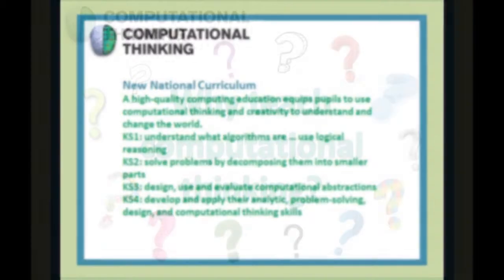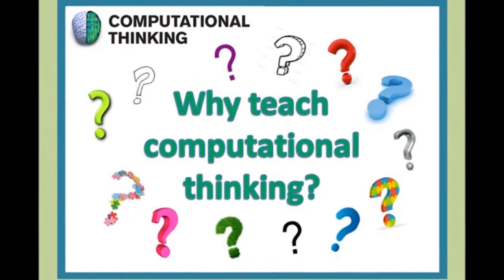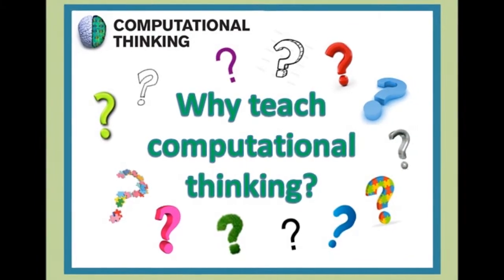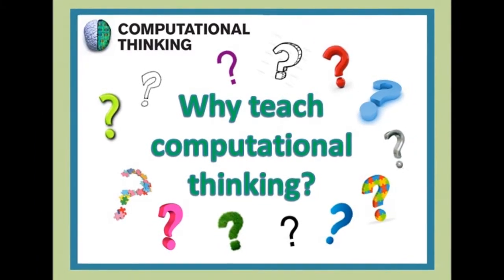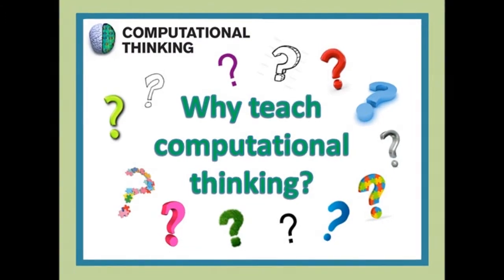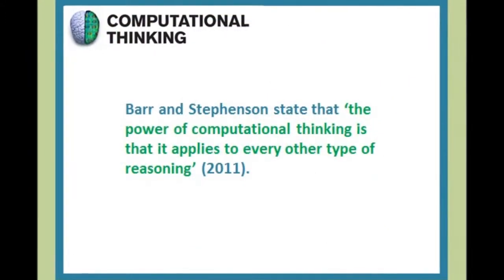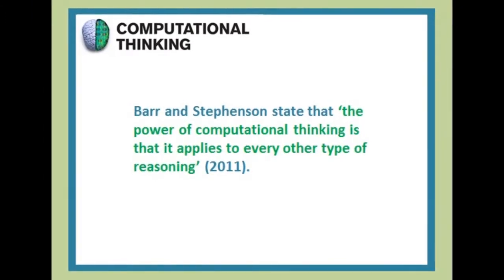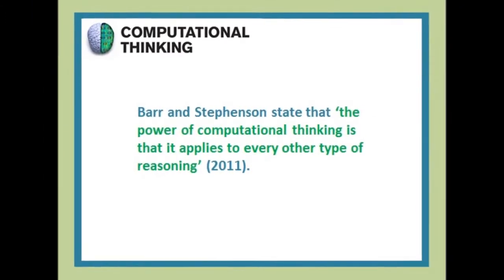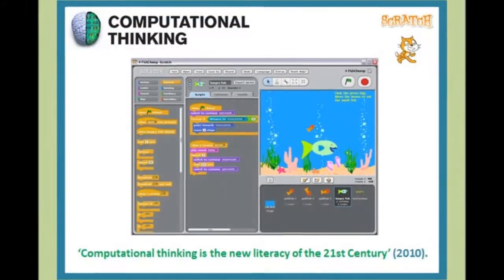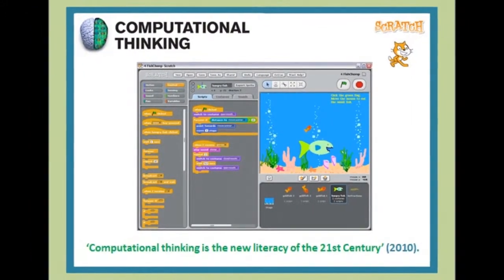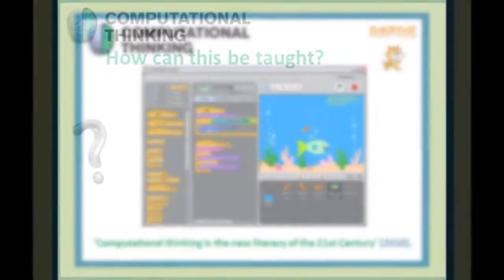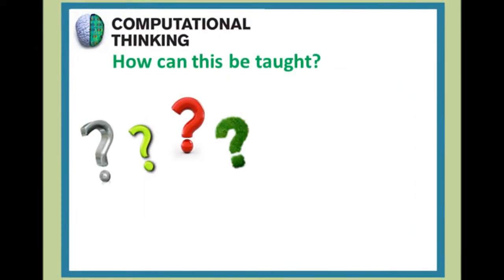Here are some other requirements from the new national curriculum related to computational thinking. So you may ask, why do we need to teach children computational thinking if they are already using it within their daily activities? Barr and Stevenson state that the power of computational thinking is that it applies to every other type of reasoning, and if children are able to grasp the ideas of computational thinking and algorithms within their daily learning, they will find it easier when it comes to using it on the computer with programs like Scratch. But how can we teach this?